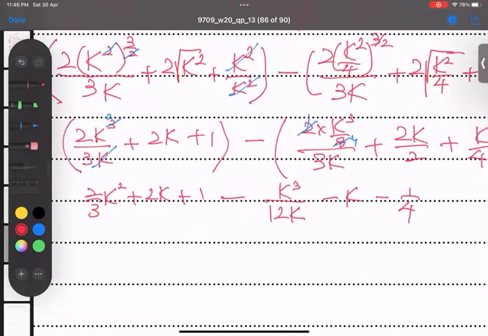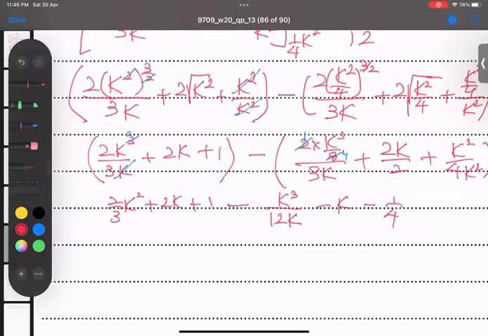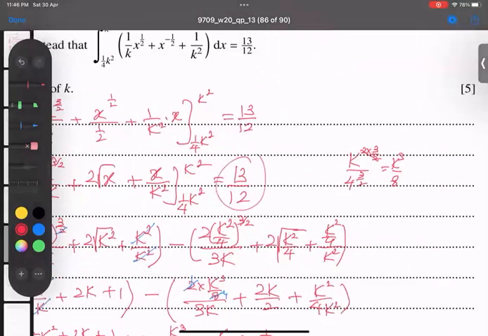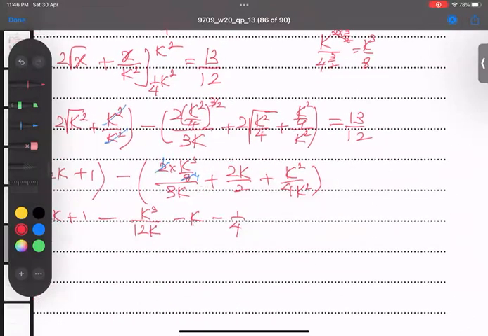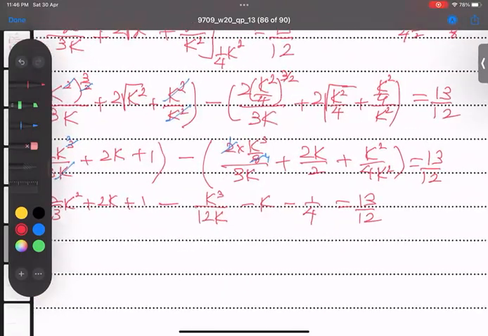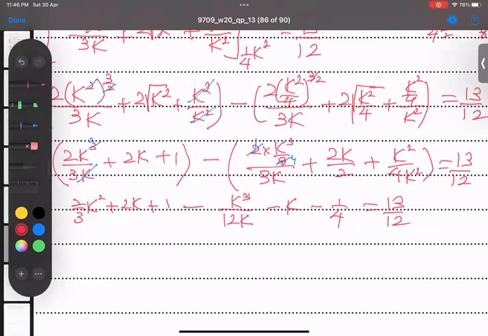So I think this idea is very clear. And now I'm going to get the final. And I missed one thing throughout: 12, 13 by 12. It continues till the end. 13 by 12. And now let's see how we can complete it. Here, k square and cube cancel out. I get here 2 by 3 k square plus 2k plus 1, negative k squared by 12, negative k, negative 1 over 4, equal to 13 by 12.